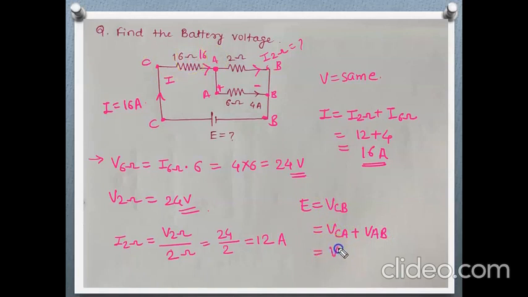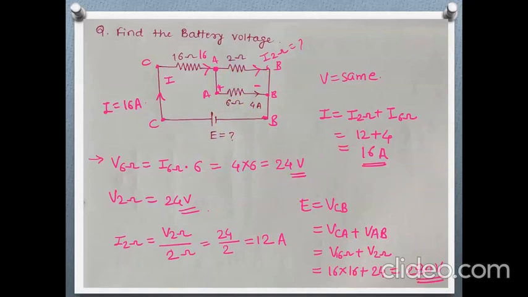Voltage across 16 ohm plus VAB is nothing but voltage across 2 ohm. So voltage across 16 ohm is 16 ohm resistance into 16 ampere current flowing through it. So 16 into 16 plus voltage across 2 ohm, which is 24 volt, gives the value of 280 volt. This is the required battery voltage for this given circuit. In this way, we can find the battery voltage for this given circuit.